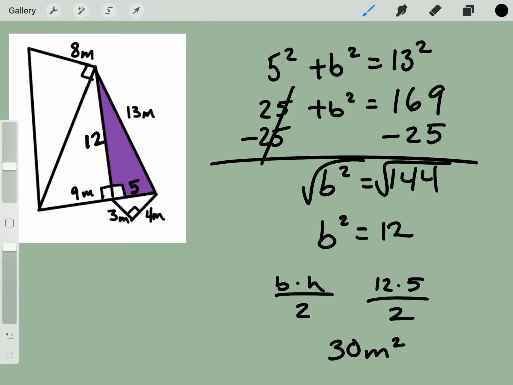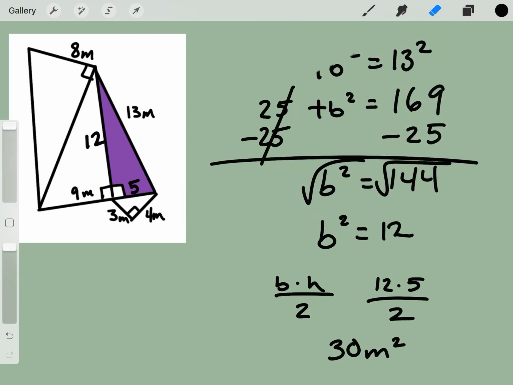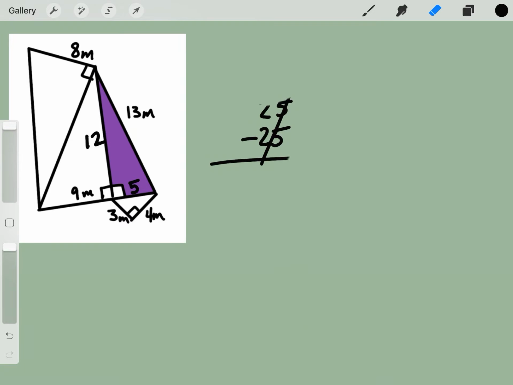Now what I would like you to do is find the area of the whole figure. That's going to require a couple different calculations. We know the area of this one is already 30 meters squared. You'll have to find the answer for each of the other ones now.